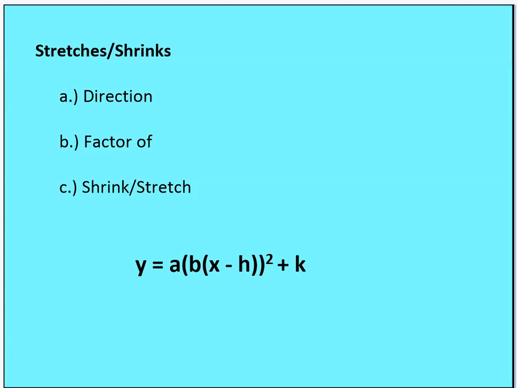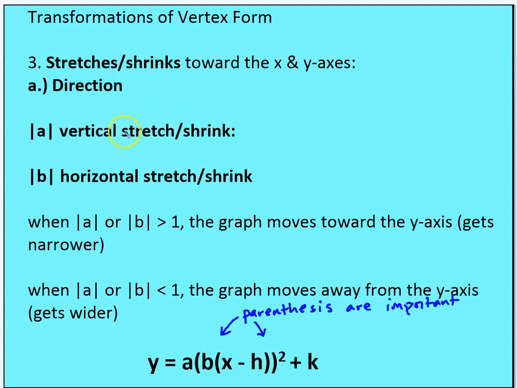All right, we're getting back to our discussion about stretches and shrinks. So we said we want to talk about direction, factor, and then whether it's a shrink or a stretch. And I introduced this concept of the B value, which is really in the book as an A value, but it's inside these parentheses. And then we talked about direction first.